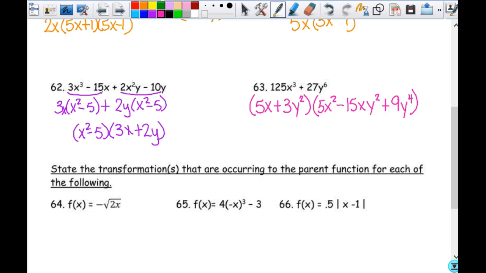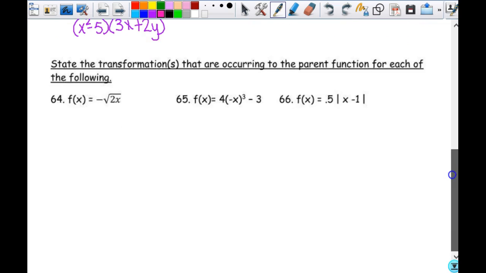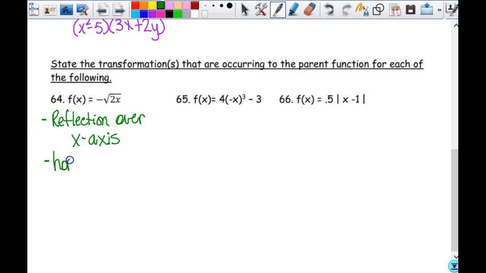All right, state the transformations that are occurring to the parent function for each of the following. All right, so since this is negative, we have a reflection over x-axis. Then the 2 multiplied in here also gives me a horizontal compression.